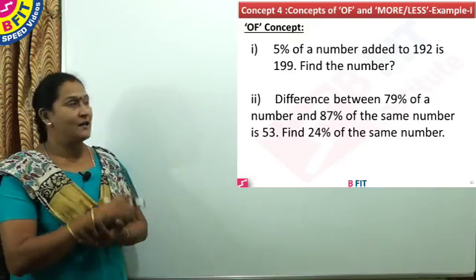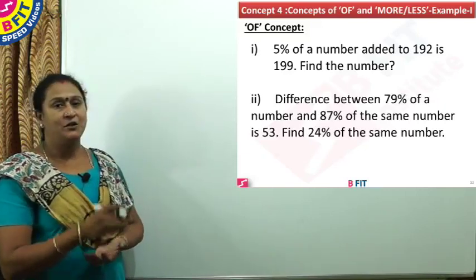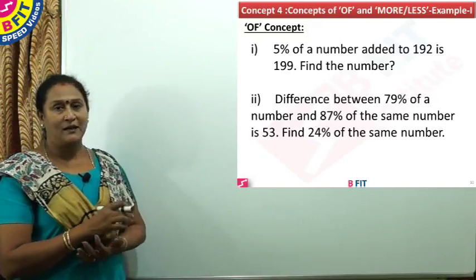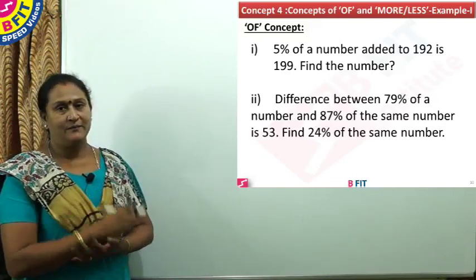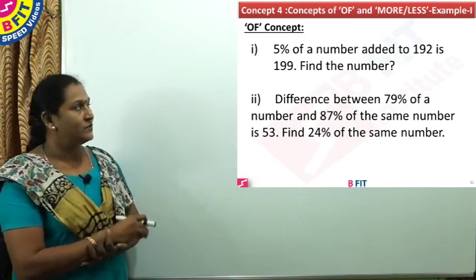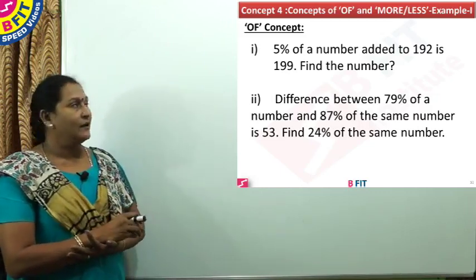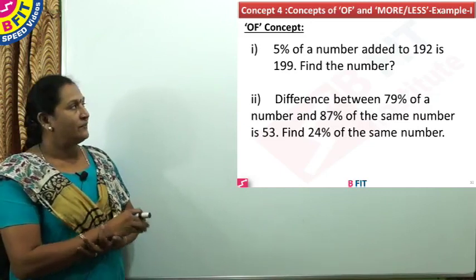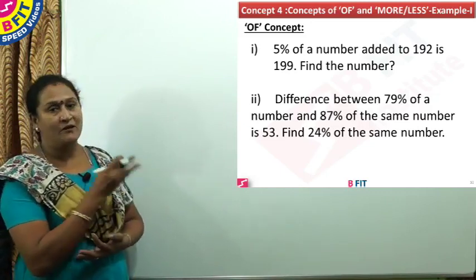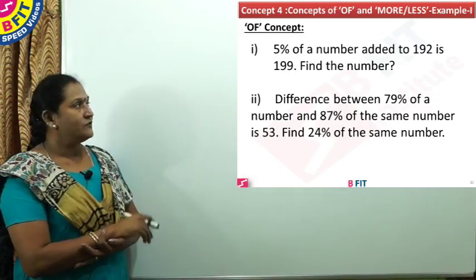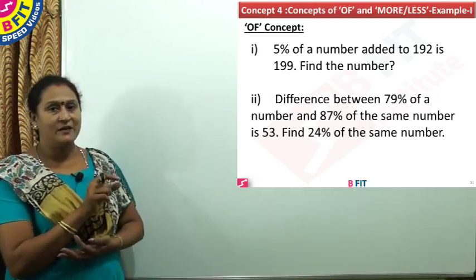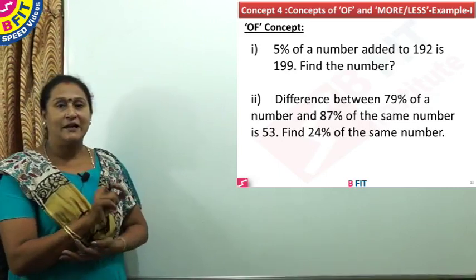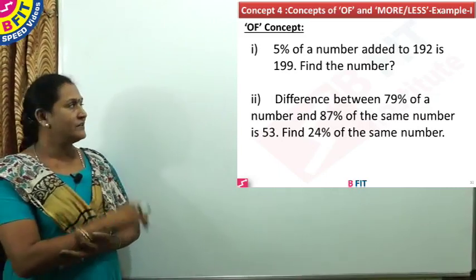So the first example is: 5% of a number added to 192 is 199. Find the number. Seeing the question, it seems that it needs heavy workings, but with the question itself, just oral workings will give you the answer. So 5% of a number, we'll take the number as n. 5% of that number is added to 192. So what is the result?